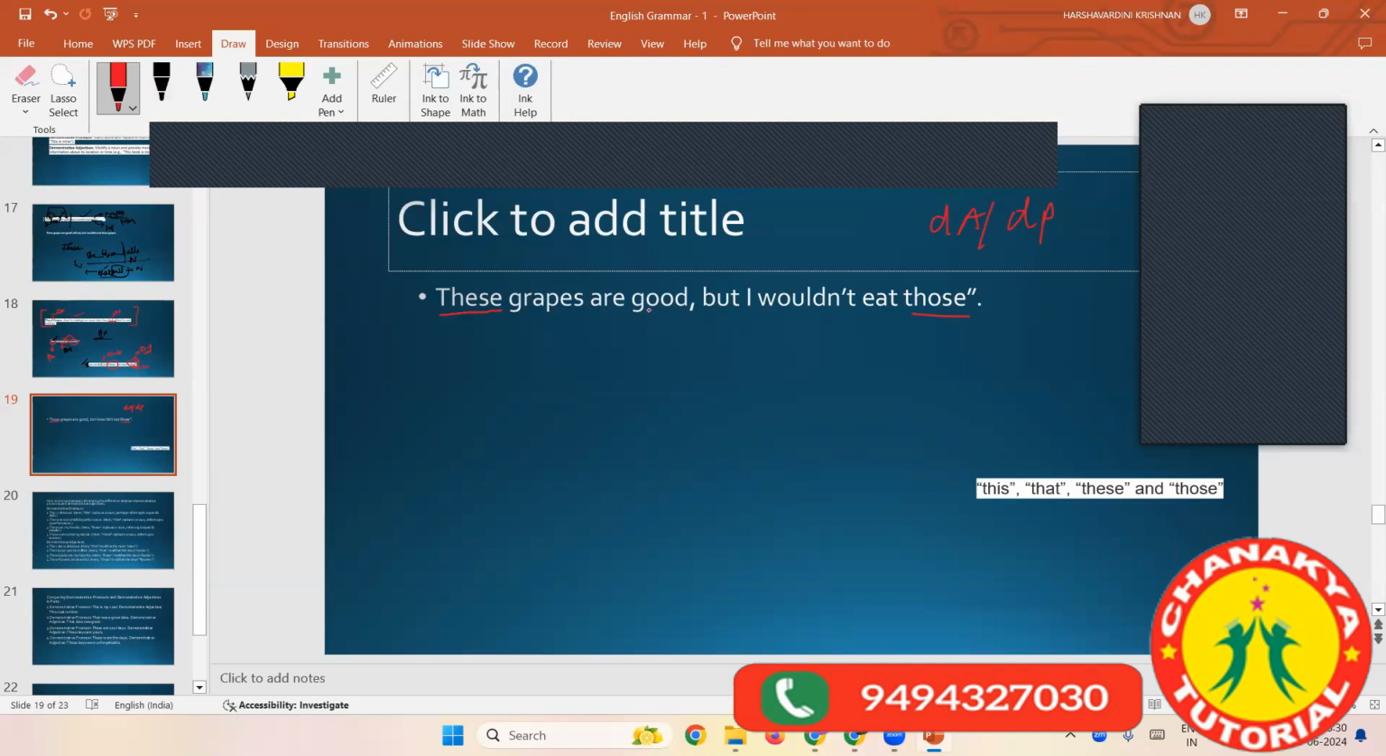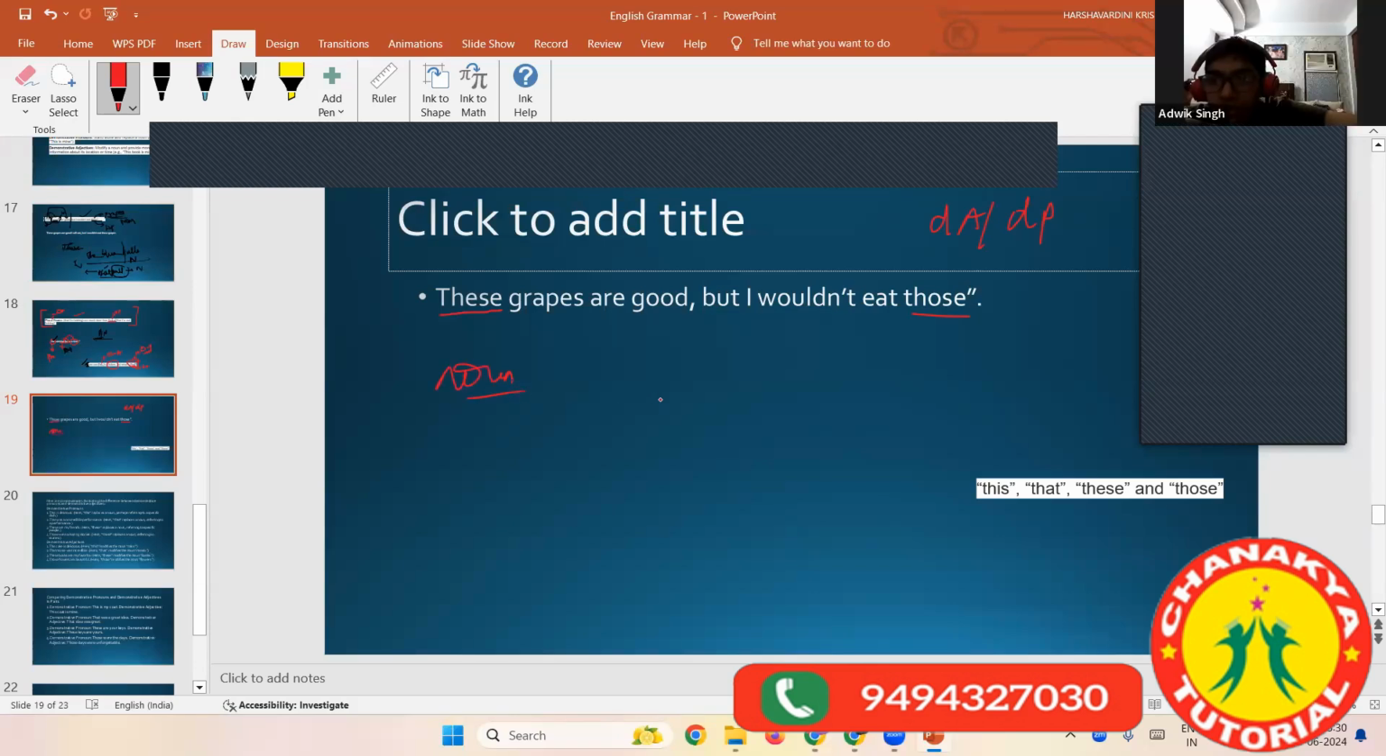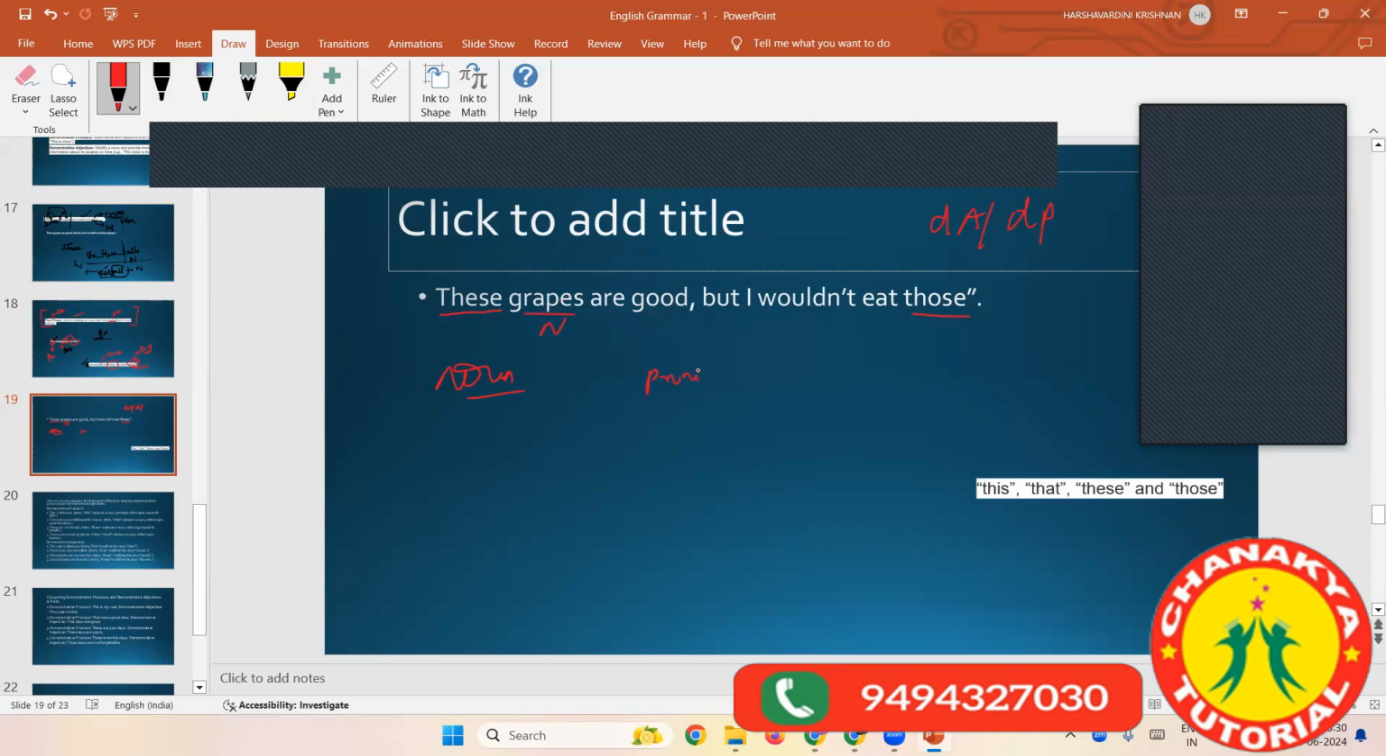Now, can you tell me what is the subject, I mean noun of the sentence? What is the hero of the sentence? Ma'am, grapes. Grapes is going to be the noun of the sentence. Now, what is a pronoun that is going to replace the noun? What is a demonstrative pronoun that is going to replace the noun? Correct? Yes. So here already noun is there. Already noun is there. So we don't want any replacement for noun. Am I right?